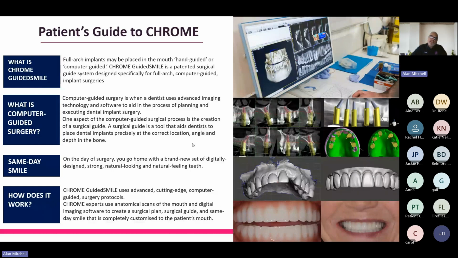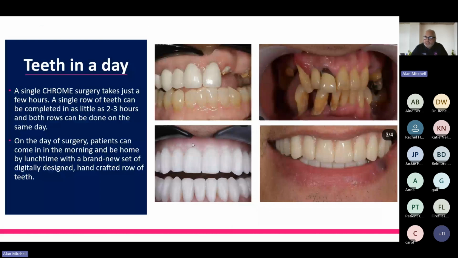So what does this mean for the patient? This is the terminology to use when you're speaking with patients. These are really good conversations for you guys to have, in terms of what is teeth in a day. Teeth in a day basically means they're going to go away with a full set of teeth on that day of surgery, as you can see from the pictures there.